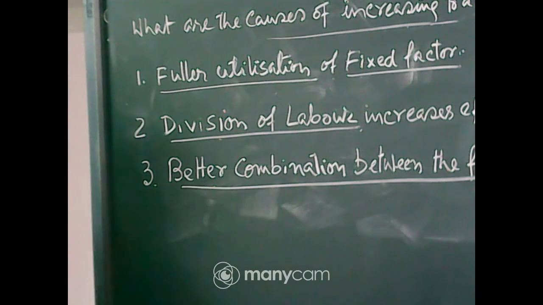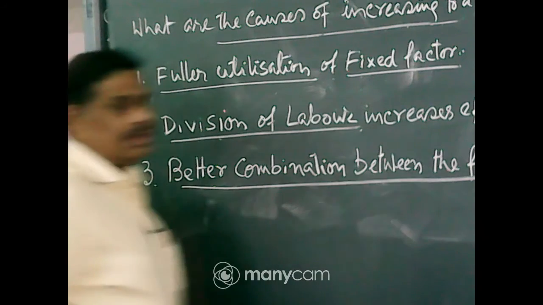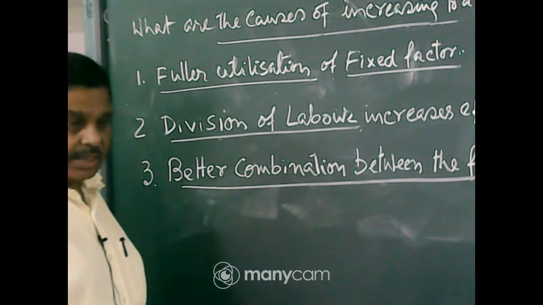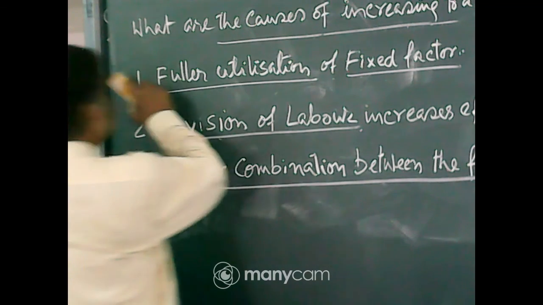So these are the causes of increasing returns to a factor. You know, this increasing return is caused how, and I have shown it in diagram and mathematically also. Now I want to remove it for the next question.